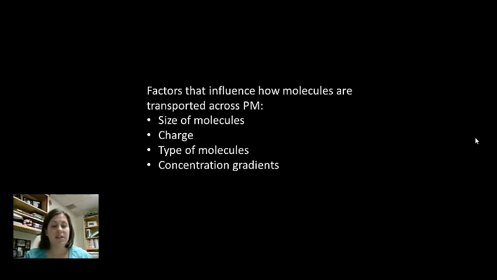Now, the next bullet on your review in Chapter 5 says, what factors influence how molecules are transported? Well, first, the size of the molecule is very important. Remember, large molecules have a hard time. Also, the charge. If your membrane's a positive charge, other positive molecules are not going to be able to get in because they repel each other. Also, the type of molecule, if it's fat-based or not. And then, of course, the concentration gradient. Remember, molecules like to spread out. So if there's already a high concentration, things are not going to be able to get in. These are factors that influence it.